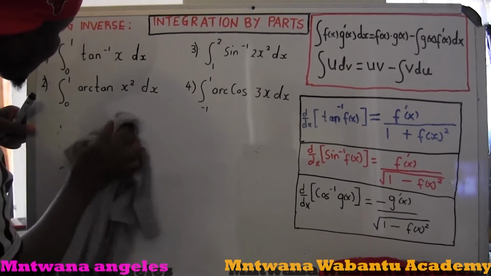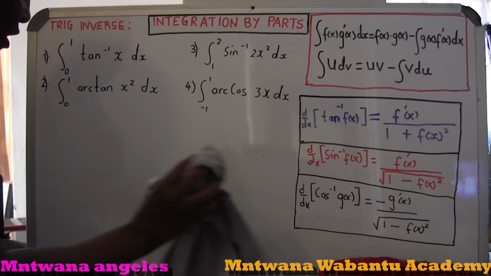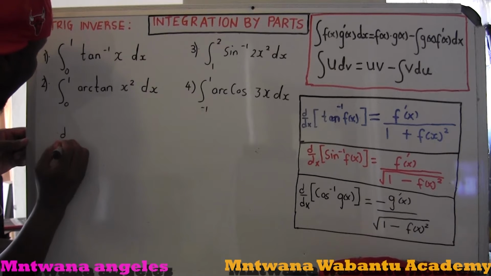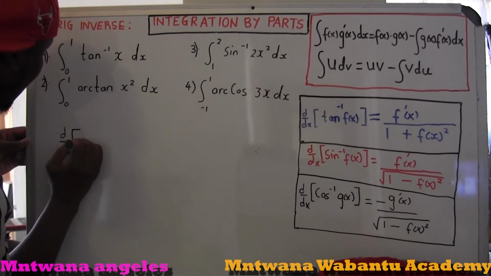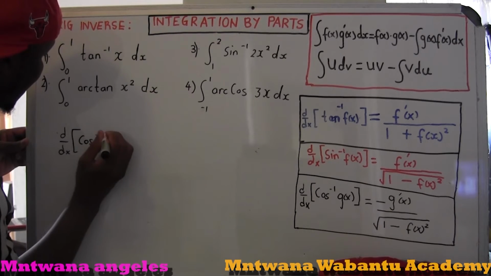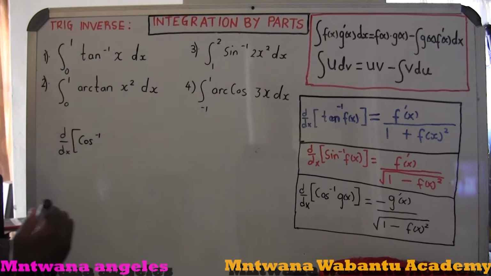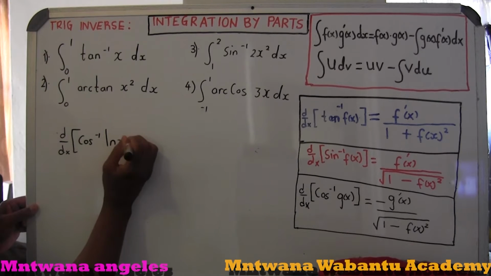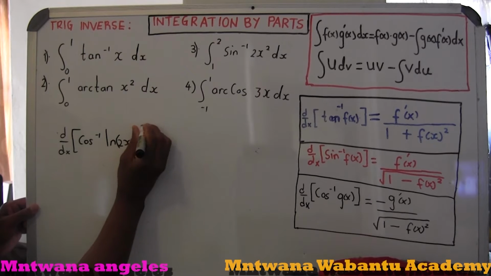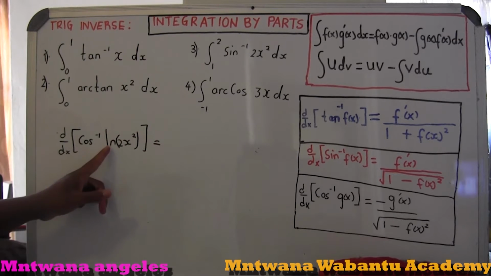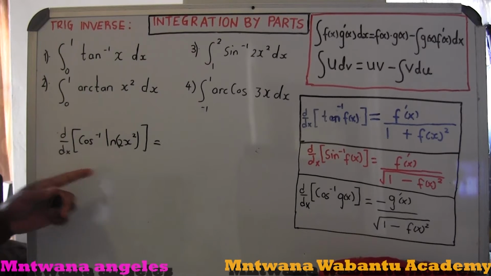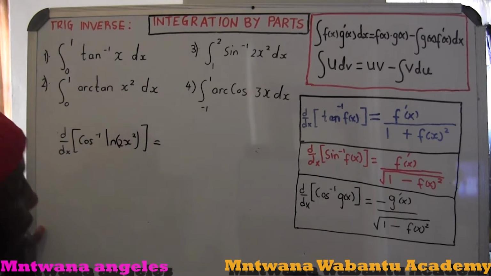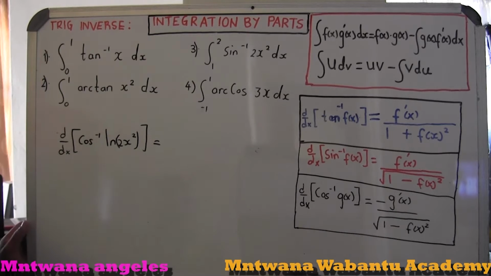Now let's do the first question. For cos, for example, if somebody gives you differentiate cos inverse, or arccos, of ln 2x squared. What we do for cos is almost the same as the sine, but the only difference is you put a negative.